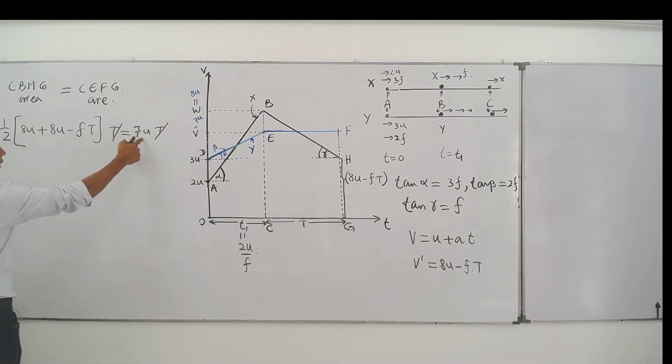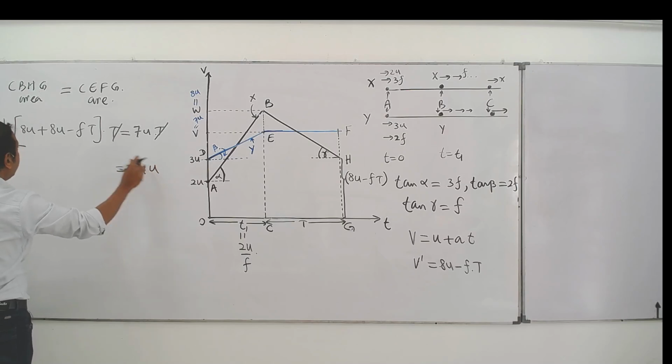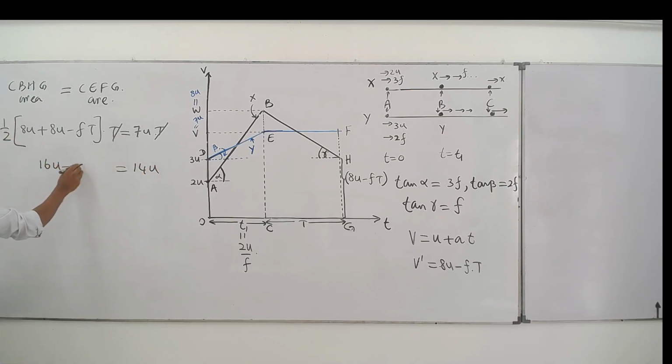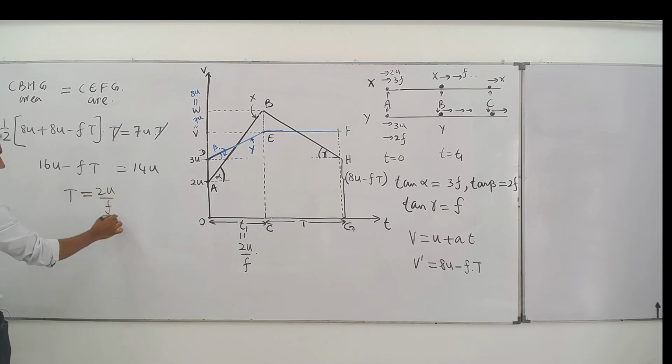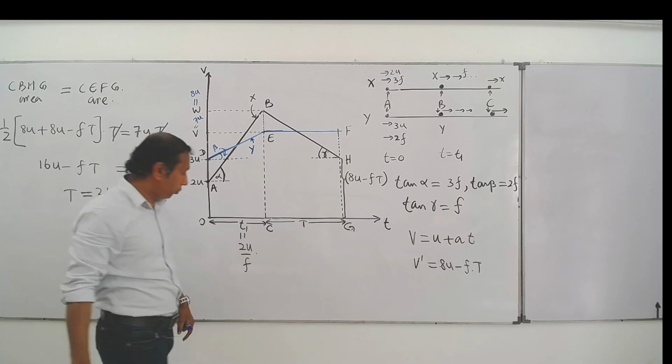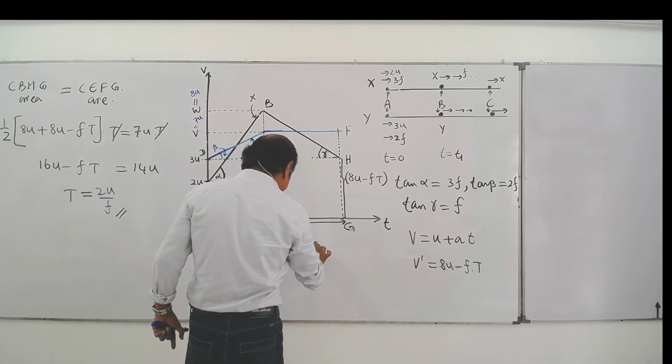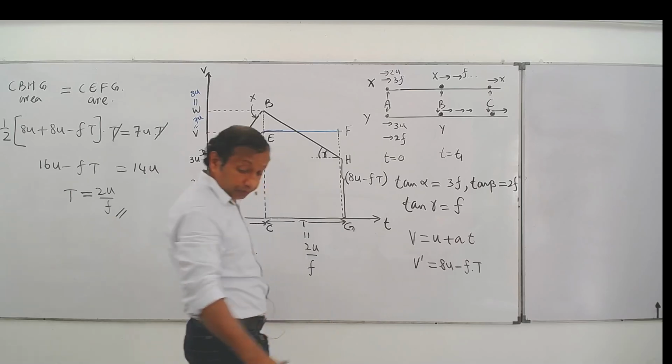T and T you can cancel down. Here this 2 we can bring here. 14u equals 16u minus ft. Okay. Then we get T. Take this to this side. T is 2u divided by f. Therefore, this time is also the same, 2u over f.